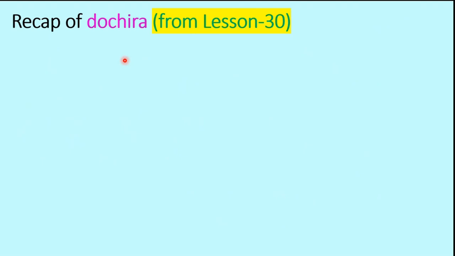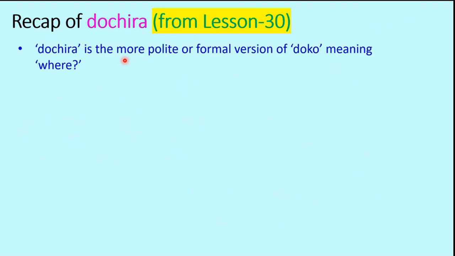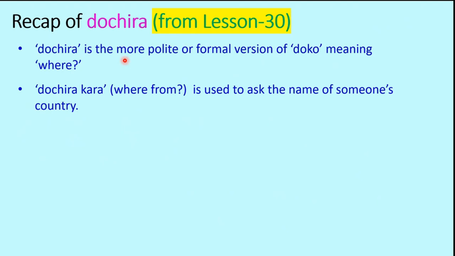Then dochira we have discussed earlier in this series in lesson 30 in connection with asking the nationality or the country of a person. So let's do a quick recap of that as well, and then we will begin today's lesson on dochira. So what we studied in lesson 30 was dochira is the more polite or formal version of doko, meaning where. Dochira kara, and dochira kara is the one that we learned in lesson 30.